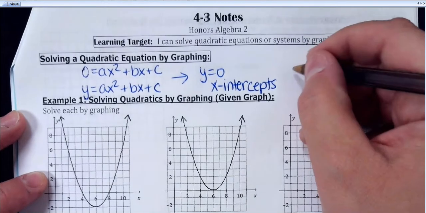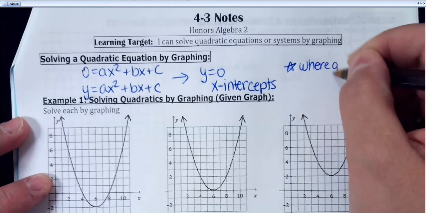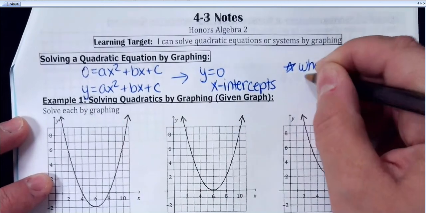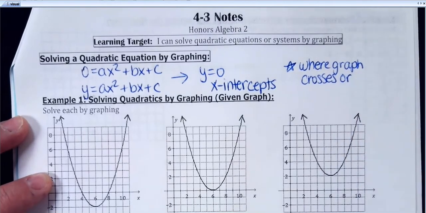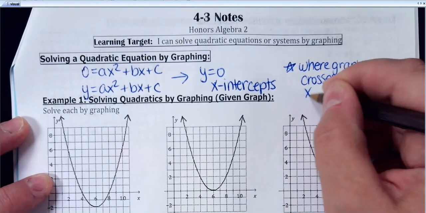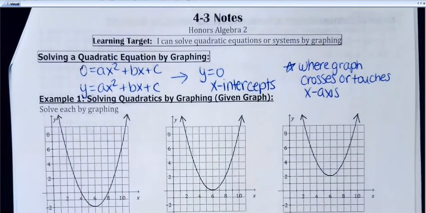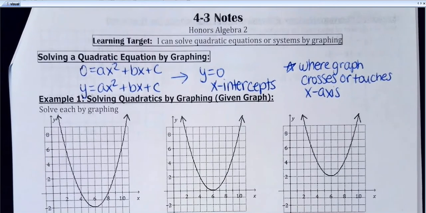All right, so ultimately what you're looking for is where the graph crosses, or in some cases it might just touch it and go back, or touches the x-axis. That's going to be the x value that would be your 0 or your root. A lot of the questions will have 2, occasionally they'll have 1. Sometimes they might not touch the x-axis. We're going to talk about that here in a second.